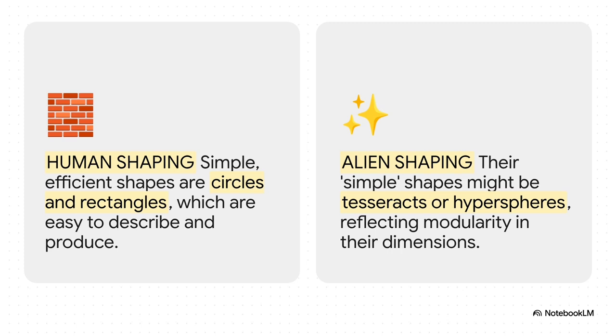And finally, shape. For us, the simplest, most efficient shapes are things like rectangles and circles. They're easy to describe, easy to produce. But for a being that builds in 4 spatial dimensions, the most elegant and modular shape might be a tesseract. That's a 4D cube, or a hypersphere. Their everyday architecture would look like impossible geometry to us.